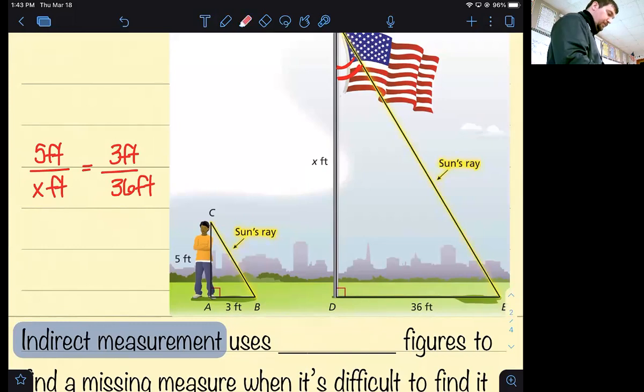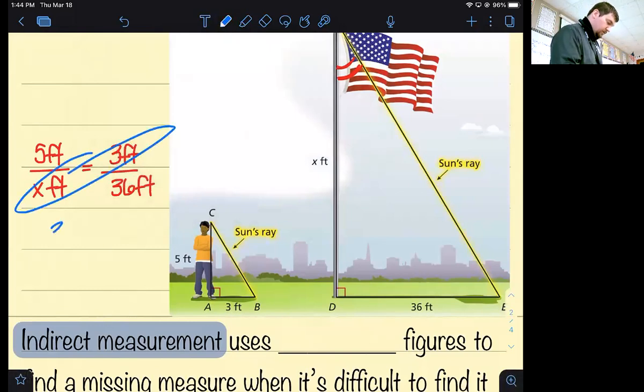You have a question, Cooper? No, I have the answer. Oh, okay. So what'd you get for 3 times X? I got 3x. And what'd you get for 5 times 36? 180. And you divided by 3 and got what? 60. 60 what? 60 feet. Yeah.